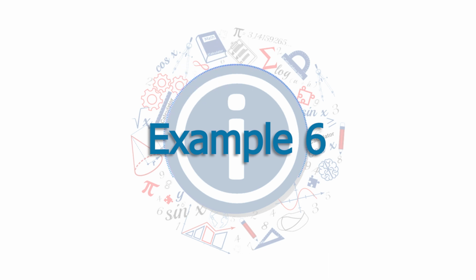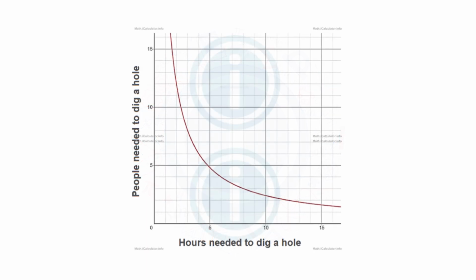Example 6. The graph of an inverse proportion is shown in the figure on screen. A. What kind of proportionality is this? B. Calculate the constant of this proportionality. C. How many people are needed to dig the same hole in half an hour? D. How long does it take a single worker to dig the hole?